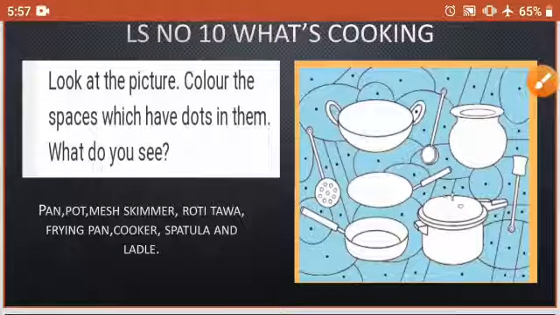Hello children, today we are going to start with lesson number 10, What's Cooking. So open page number 63 and we will start reading the lesson.